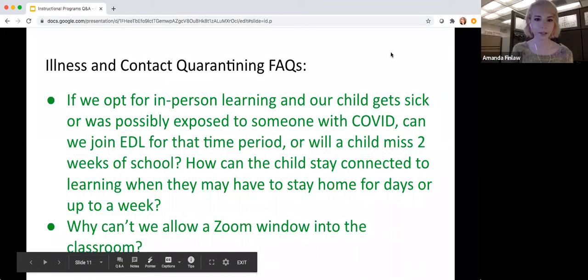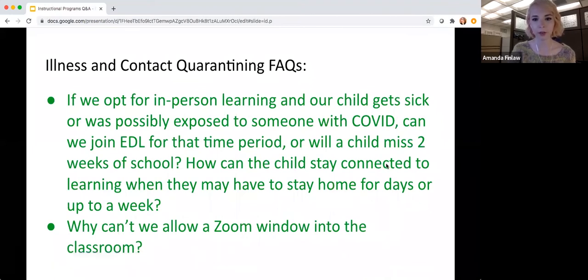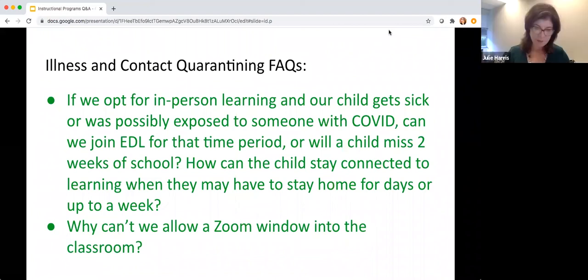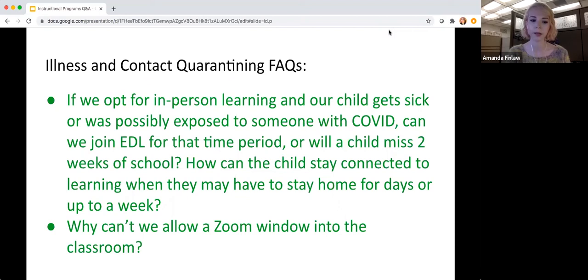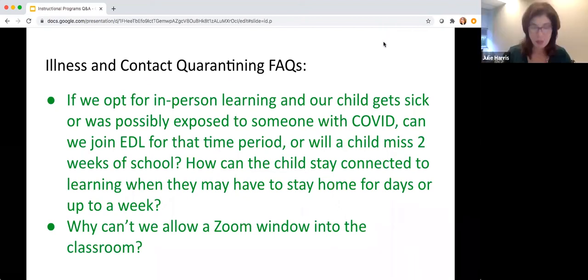Next category is illness and contact quarantining. If we opt for in-person learning and our child gets sick or was possibly exposed to someone with COVID, can we join EDL for that time period, or will a child miss 2 weeks of school? How can the child stay connected to learning when they may have to stay home for days or up to a week? Thanks for that question.